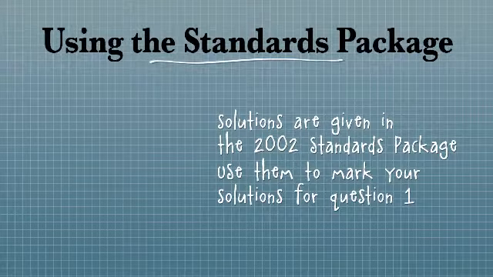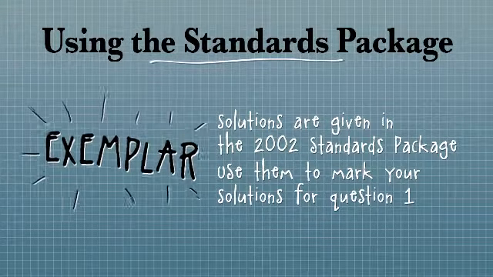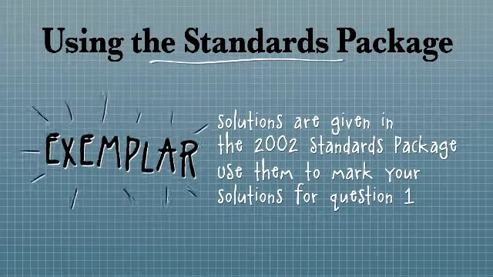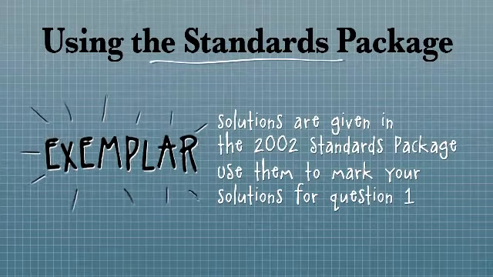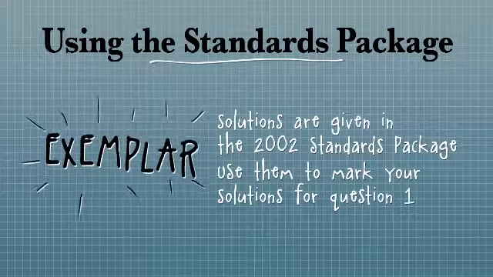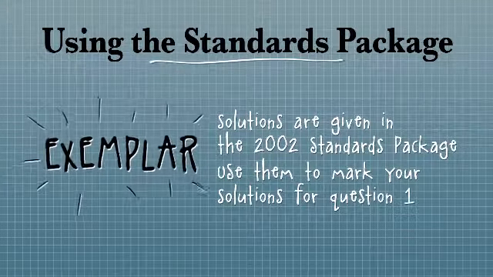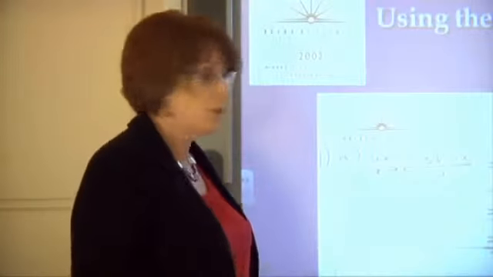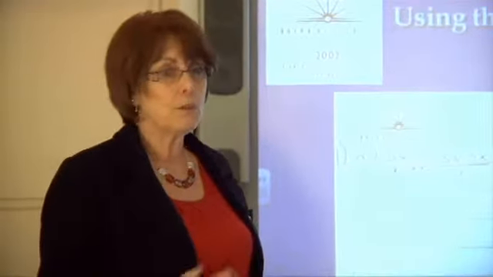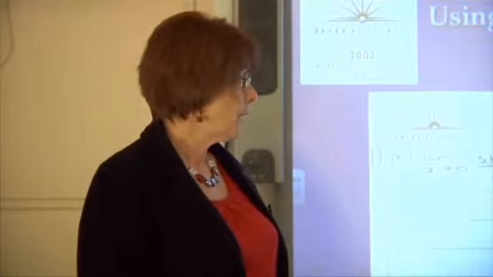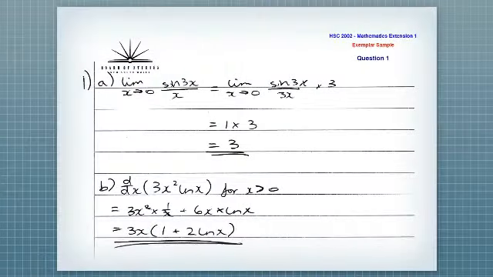And then in the 2002, there were exemplar solutions. These students got 12 out of 12 for these particular questions. Doesn't mean that the way they've done it is the only way that you could do it, but they've got 12 out of 12. And so you can use these exemplars to actually mark your work to make sure that you've got it right.